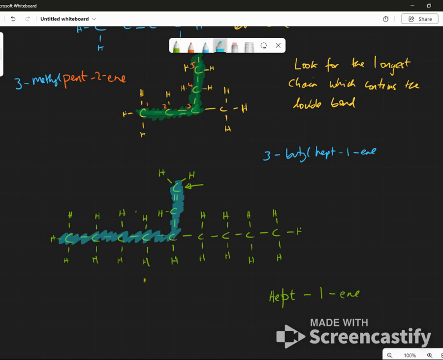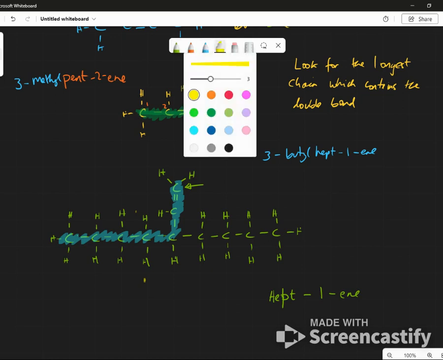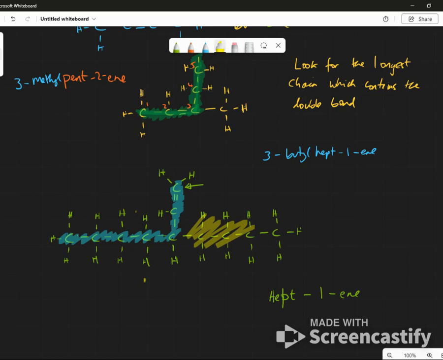And now, what's this thing on my hept-1-ene? This thing. And you're quite right. It's a butyl. Okay. And 1, 2, 3. It is at number 3. Axel, you're exactly right. Well done. So congratulations.